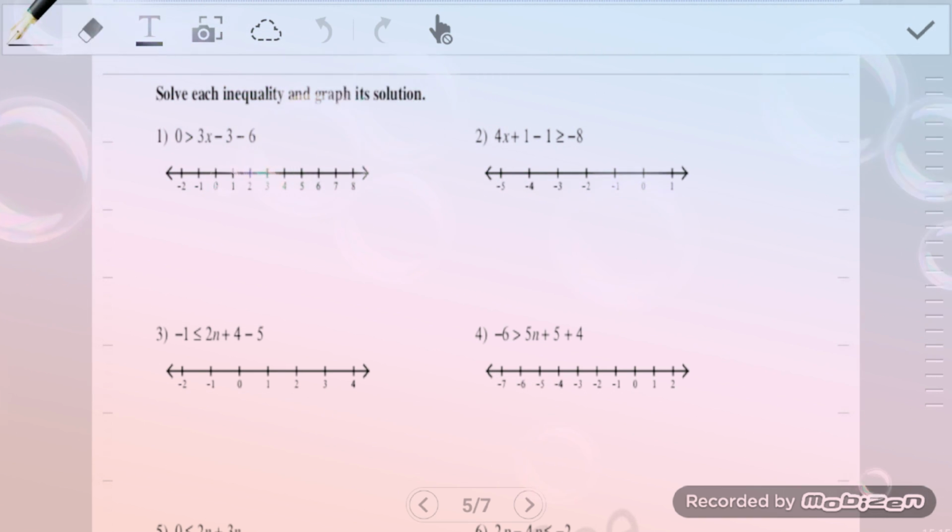So here, let's look at number 2. Now we end up with 4x plus 1 minus 1 is greater than or equal to minus 8. All the rules apply. Nothing changes. It doesn't matter the sign that we're using here, it is treated as an equal sign. So we'll end up with 4x here, and we could work out 1 minus 1. We'll find that the answer there is 0, and that's going to be greater than or equal to minus 8.